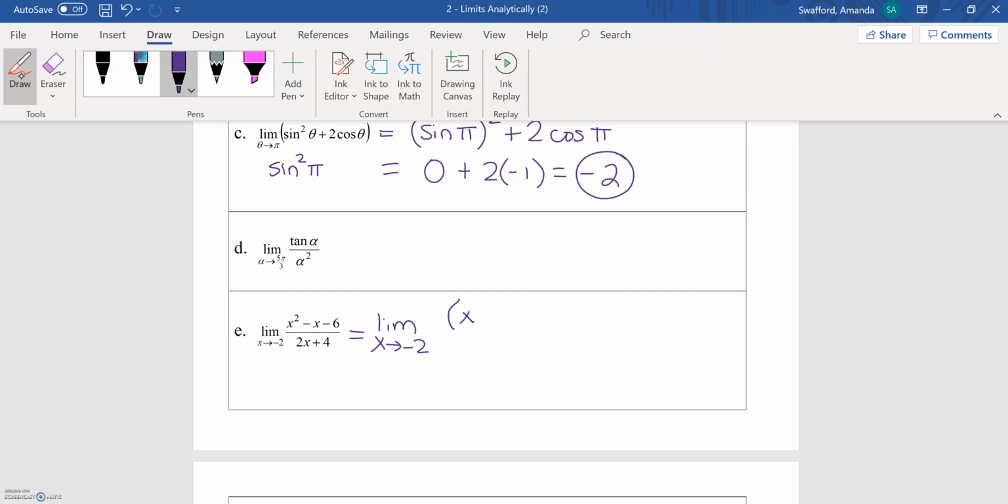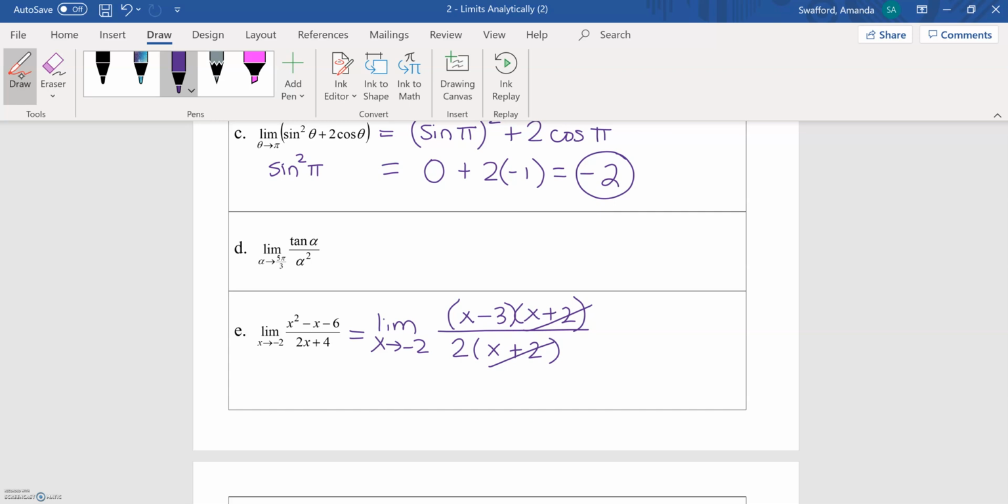So the top factors as x minus 3, x plus 2. Remember, you're looking for 2 numbers that will multiply to give you -6 and add to give you -1. In the denominator, I can factor out a GCF of 2. And so that works to my advantage. Now these x plus 2's cancel, and the fact that I had a -2 make 0 in the denominator, that's solved now. The factor is canceled out.